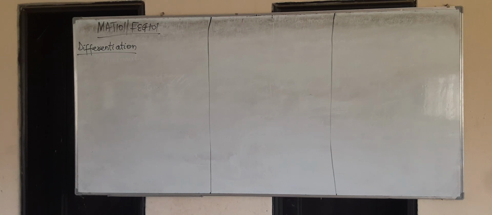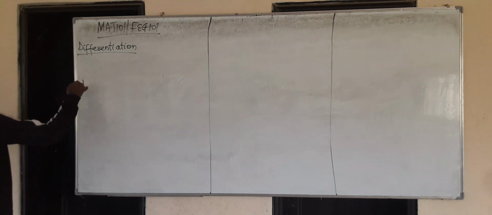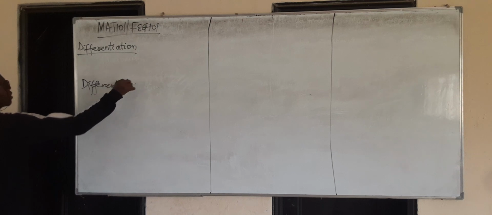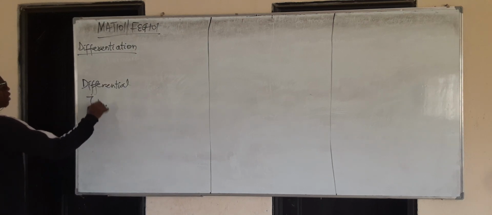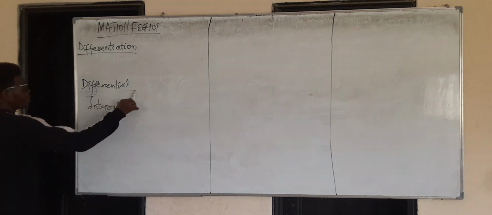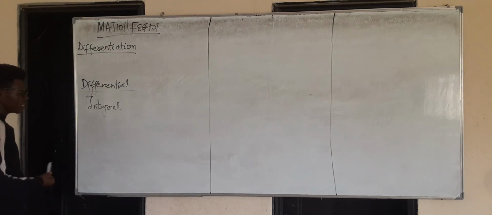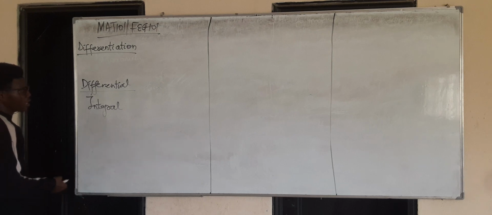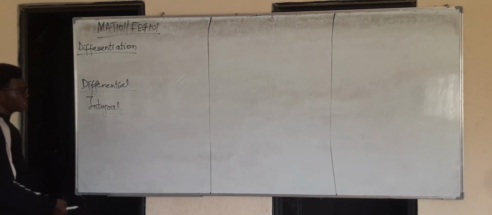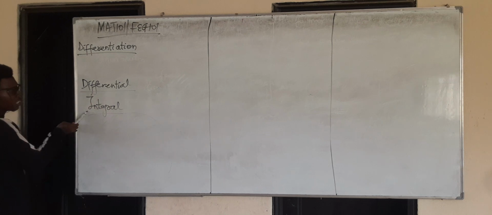Now, under calculus, there are two types of calculus. The first one is differential calculus, and the second one is integral calculus. So, differential calculus studies how a quantity changes with respect to another, whereas integration studies, should I say, the area covered by a particular movement. The reverse process of differentiation is integration.